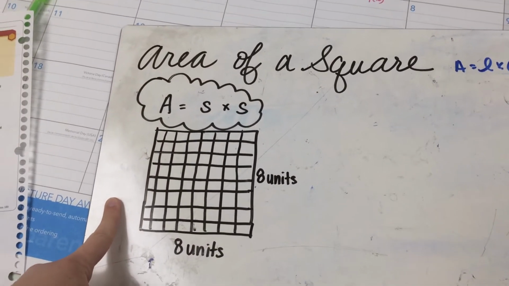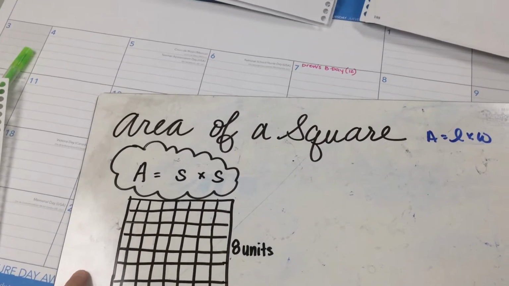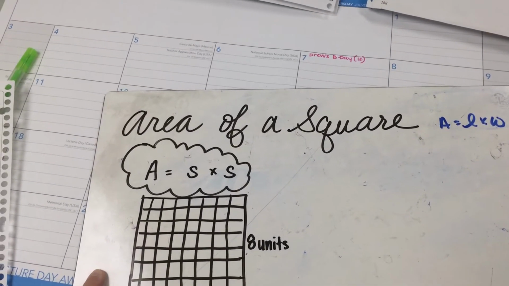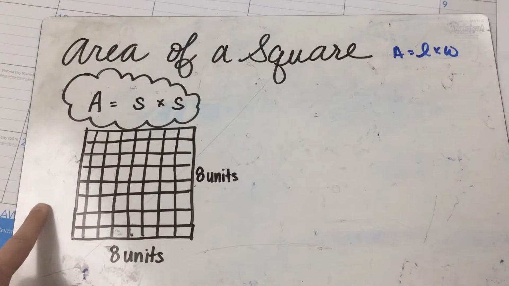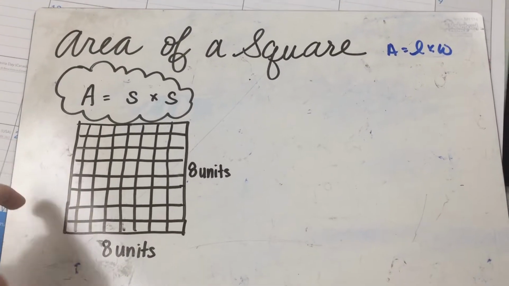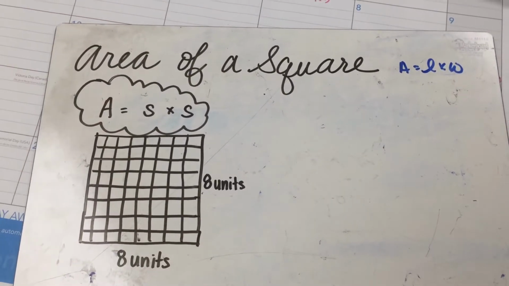Now you can open up your book to page number 289. I am just doing the example from the lesson box, so you can follow along if you want right now, or you can just watch and then open your book in a minute.